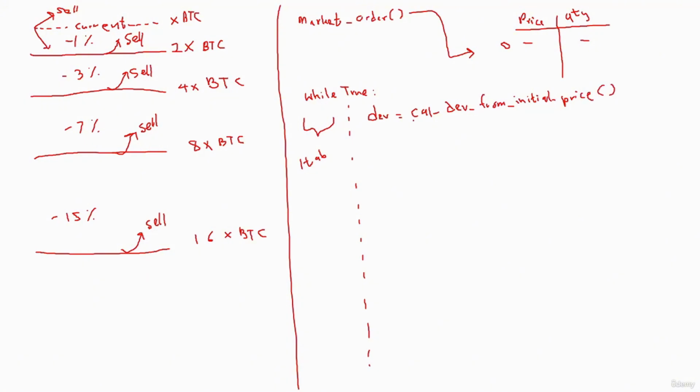When coding, we are going to write functions to calculate the deviation from initial price. In this case, this is the initial price. If the deviation is less than or equal to the next price level, we are going to place a safety order. Market order.